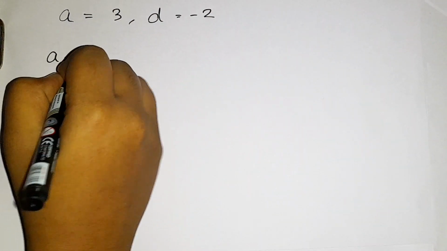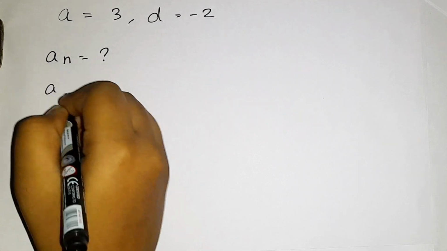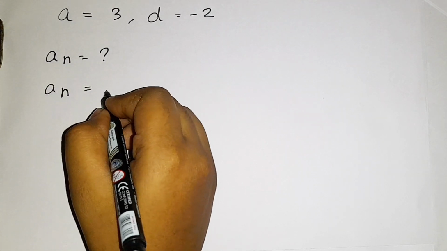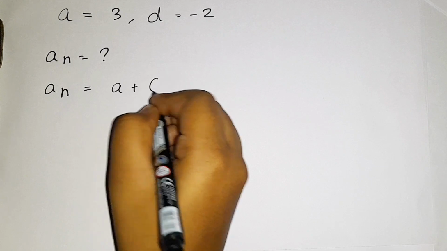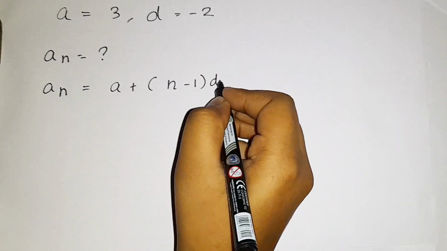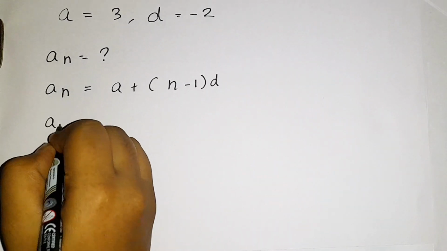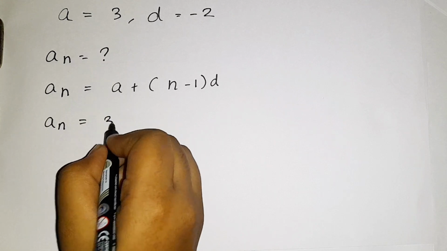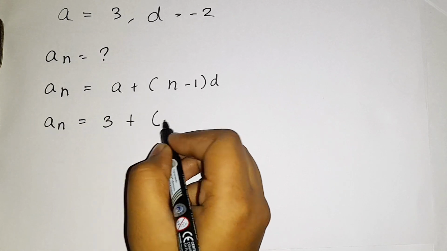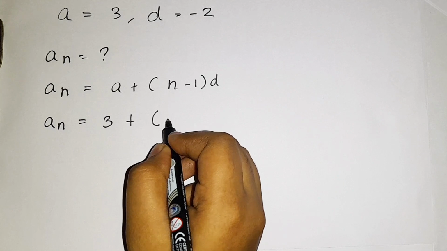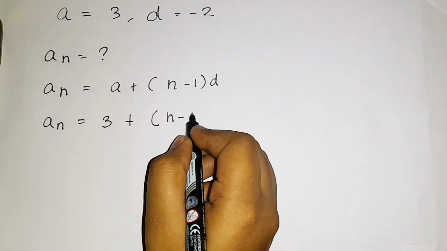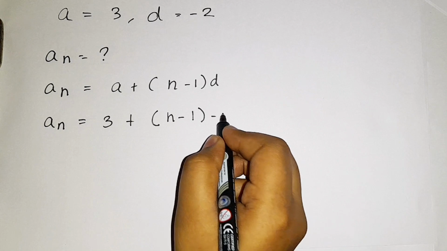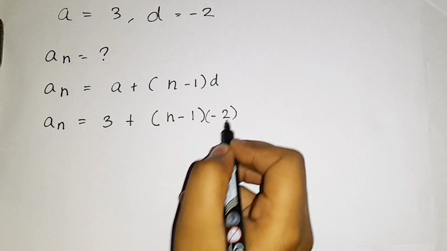So now we are supposed to find an, right? So let us write the an formula, that is an is equal to a plus n minus 1 into d. Now the an value we don't know, let us write it as it is, and the a is 3, and then plus, so here the n value, do we know the n value? We don't know the n value, so let us write it as it is. So d is minus 2. So that is the common difference.